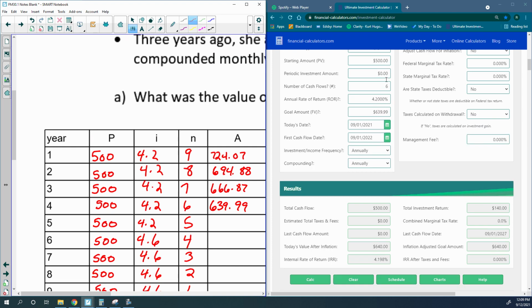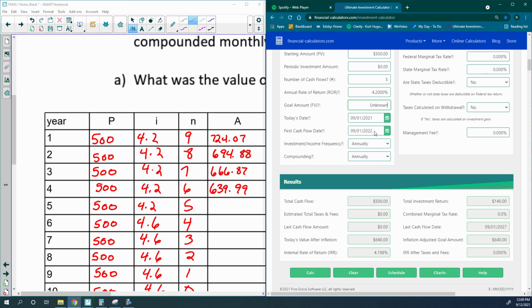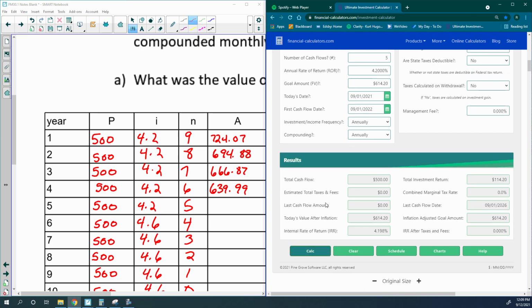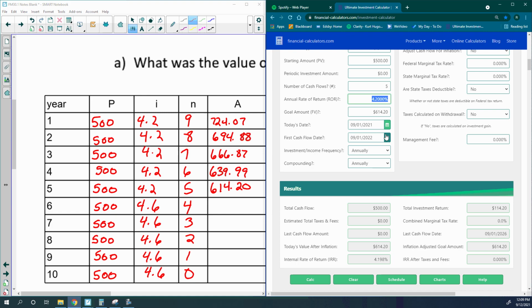The 5th one is 5 years that it gains interest. Put my unknown, click calculate. So the 5th one is going to be worth $614.20. And now this is where you just got to be careful. Based on this problem, the next 5 are going to be 4.6. So I'm going to replace the interest with 4.6. And then you just keep going.